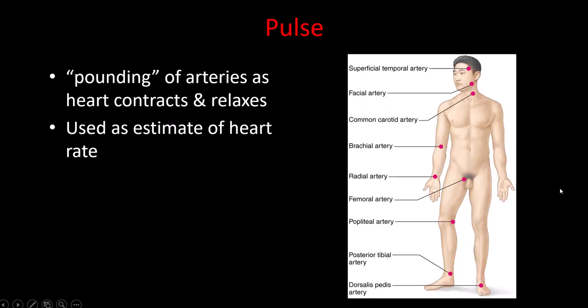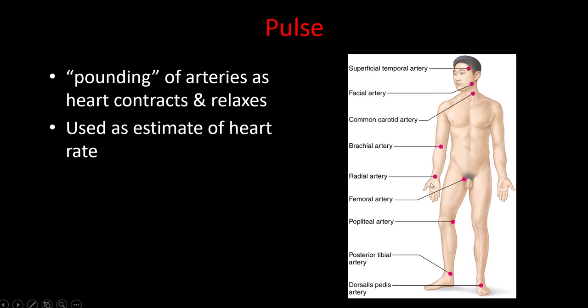Another part of this activity will be the pulse, which is essentially the pounding of the arteries. As your heart contracts and relaxes, blood is ejected from the heart, and then the heart relaxes, blood is ejected from the heart, and then relaxes. That pounds against the walls of the arteries. And so very often we will palpate some of these superficial pulse points as a way of estimating heart rate. And these are some of the most common ones.